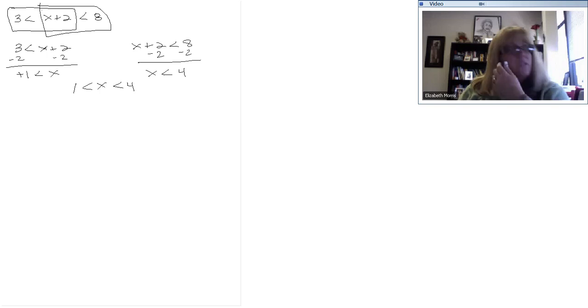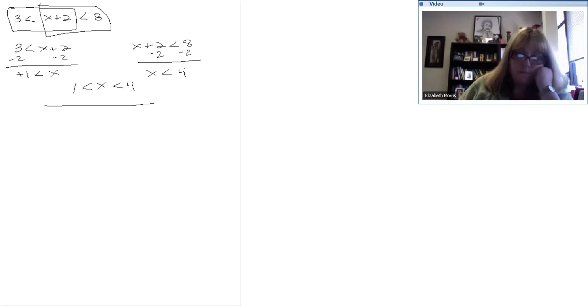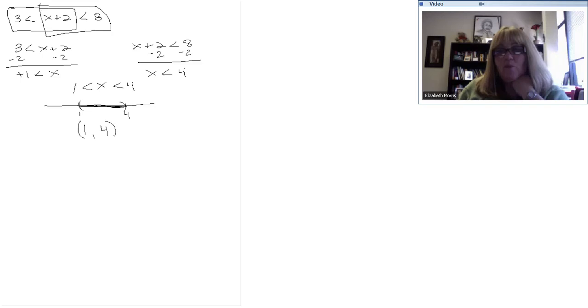So let's look and see what that looks like on the number line. Here's 1, here's 4. X is greater than 1, but less than 4. So it's everything in between. So what's my interval? What's the farthest thing to the left? 1. What's the farthest thing to the right? 4. And they both have parentheses. So even though it's called a compound inequality, we separated them, brought them back together. We had the inequality, then we graphed it, and then we did the interval. Let's try another one like that.